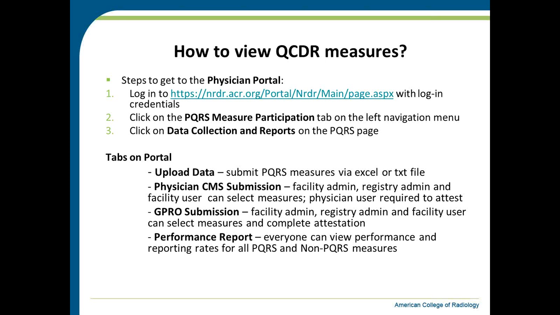Once you get logged on there, you're going to click on PQRS measure participation, and then you're going to click on data collection and reports. Once you click on data collection and reports, there are going to be multiple tabs available to you on your portal. The first one is upload data. This is where you submit your PQRS measures using either an Excel or a text file.